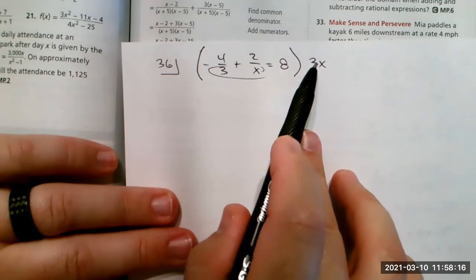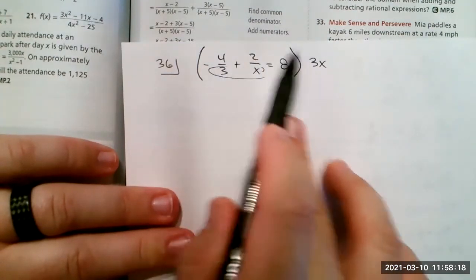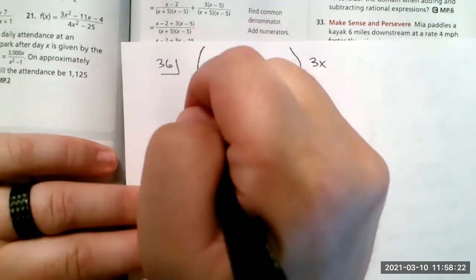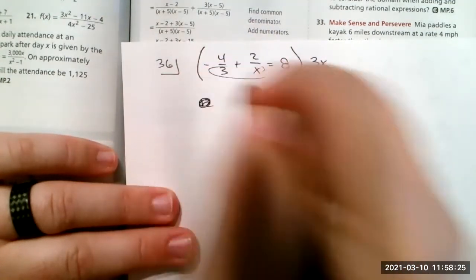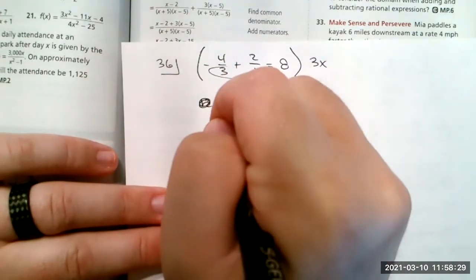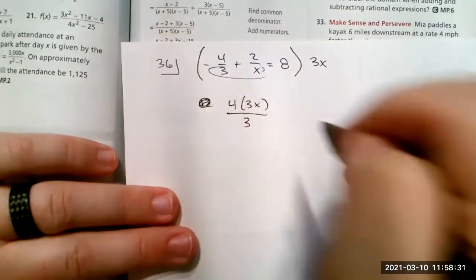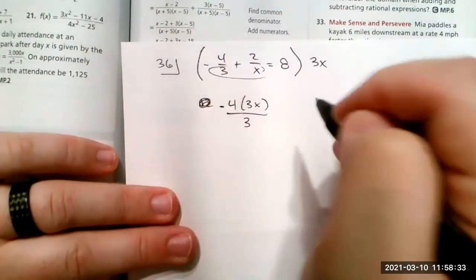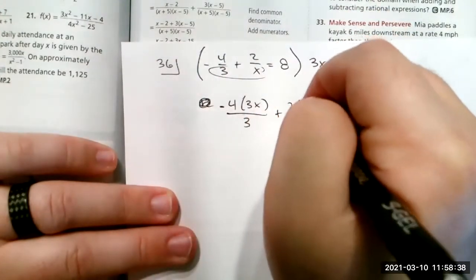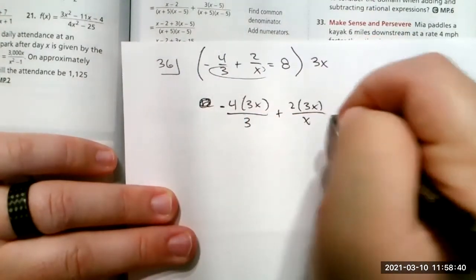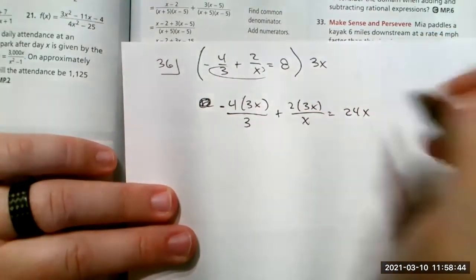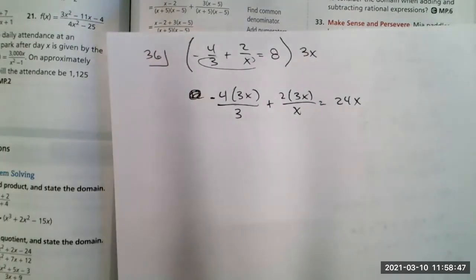Essentially, what I'm going to do is distribute this 3x to all three of those terms. So 3x times 4 is 12x. Actually, I'm going to write it like this. I'm going to keep that 4 separate. And that's over 3. And that's a negative. I don't want to lose that. Plus 3x times 2, and that's over x, equals 3x times 8. And I'll go ahead and multiply that together because I'm not going to have to do anything with that.